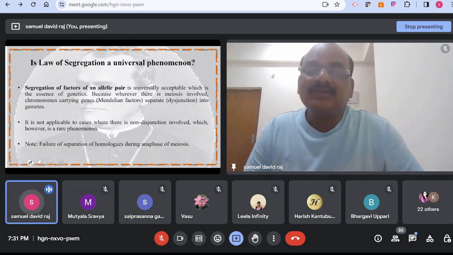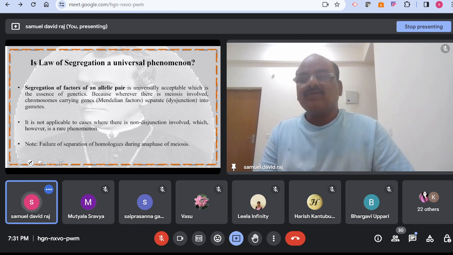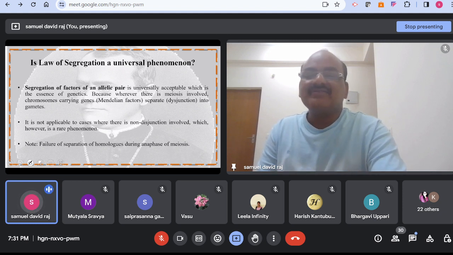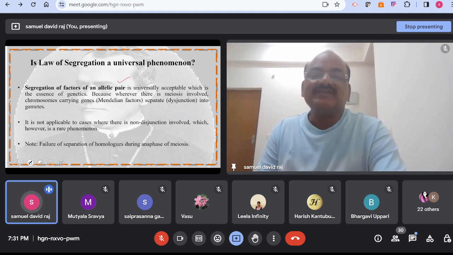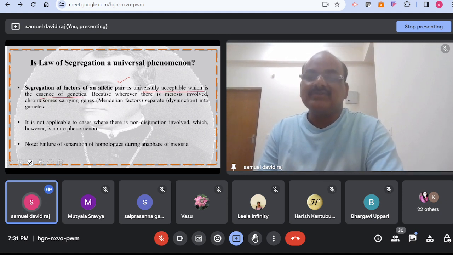And the third one is the principle of segregation, which is called the first law of Mendel or the law of segregation. According to the law of segregation, what happens? Segregation of factors of an allelic pair is universally acceptable, which is the essence of genetics.